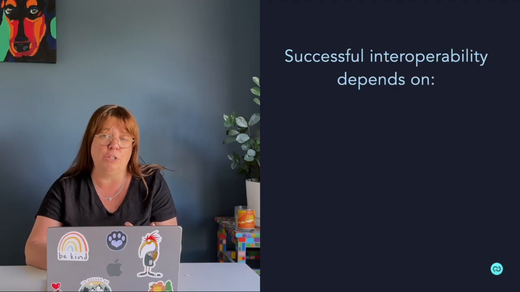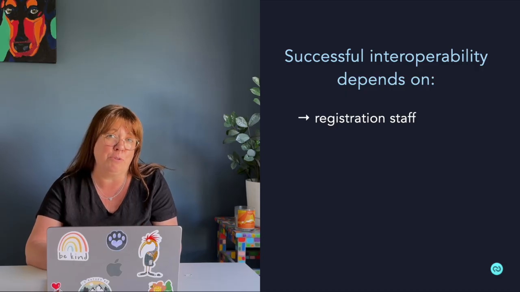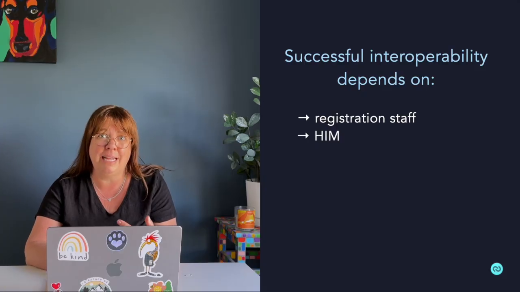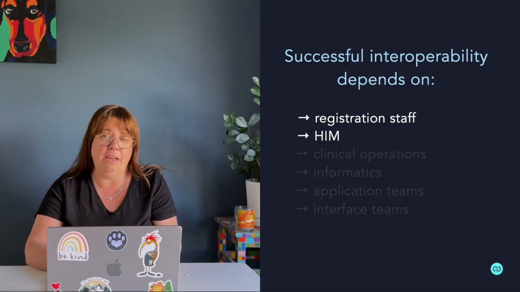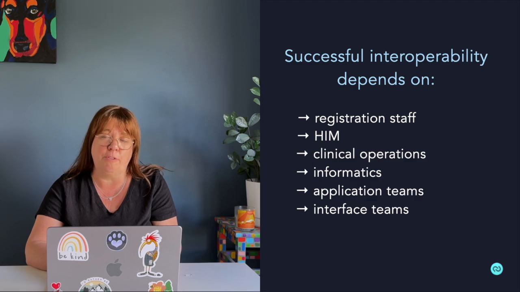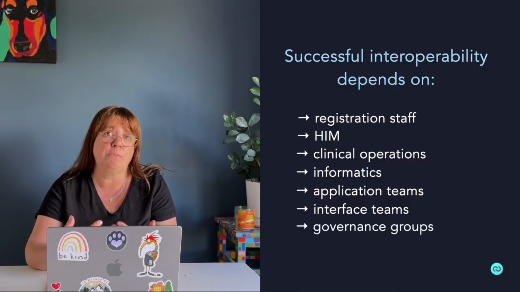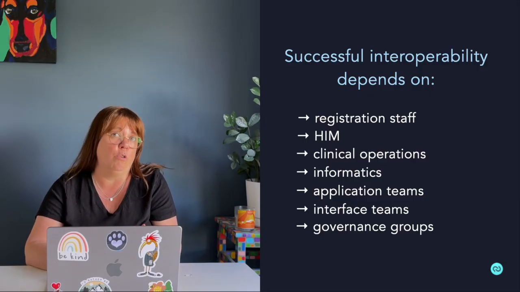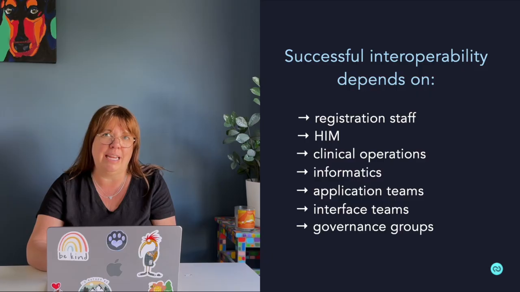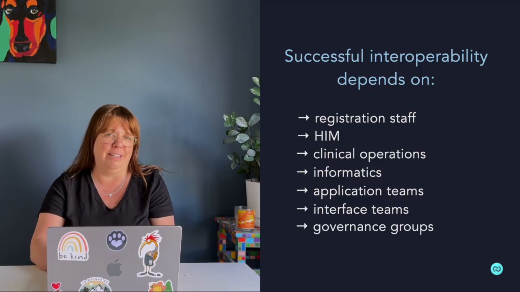Patient identity quality starts with registration. It depends on accurate demographic information being captured and recorded in the appropriate place. It relies on HIM teams to manage duplicates and make sure you've got data integrity. It relies on operational leaders, on informatics teams, and on application and interface analysts to design workflows and systems that are going to support accurate matching. And it requires governance processes by groups that are going to make sure that everyone is working towards the same standards. So in other words, patient identity isn't owned by a single team, and making sure that an EMPI is successful isn't owned by a single team either.